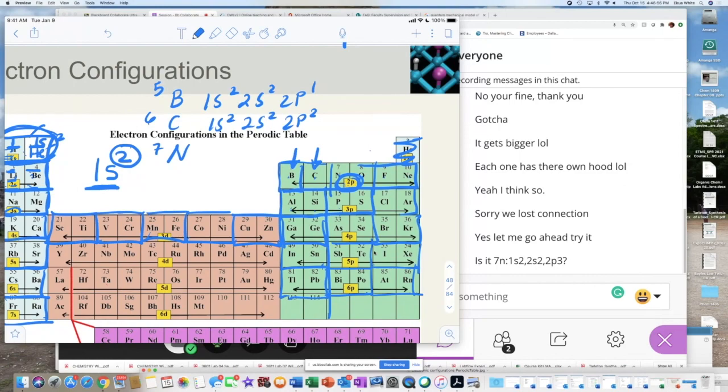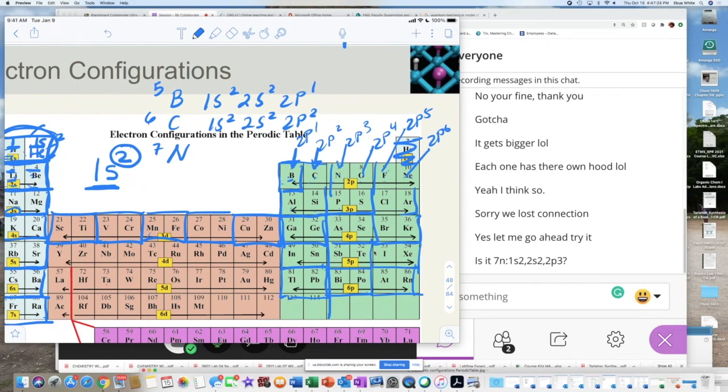Yes, exactly. Because this position here, this whole wing is 2p. Everything in here is labeled 2p. Boron is 2p1. This is 2p2. This is 2p3. So this position here with oxygen is 2p4. Here, fluorine 2p5. Neon 2p6.